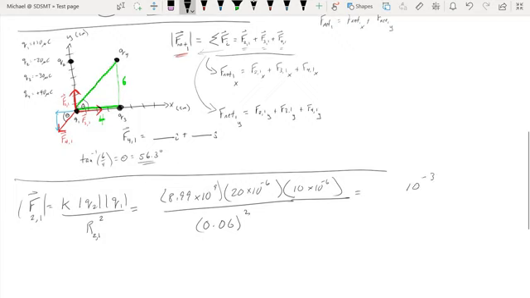And all that leaves us is to take the product of the values in front. We have the 8.99 times 20 times 10. That's 1798. And then we have to divide that by 0.06 squared. So that's going to cut down considerably on the stuff that we have to enter into our calculator.